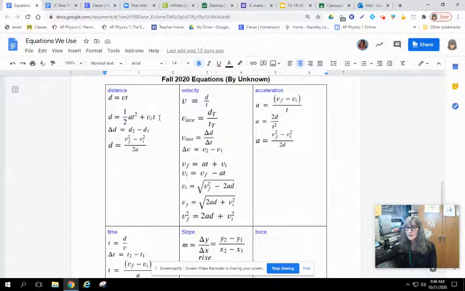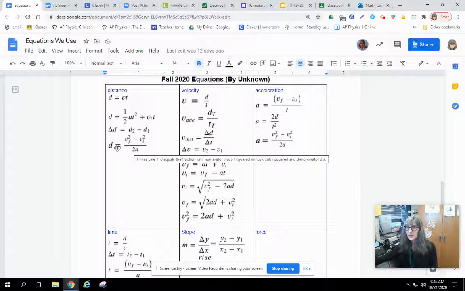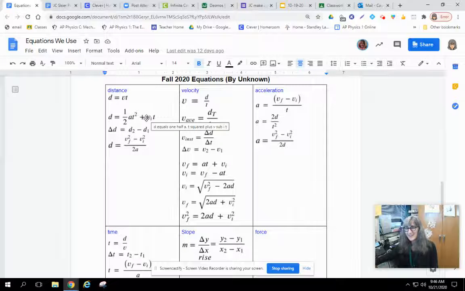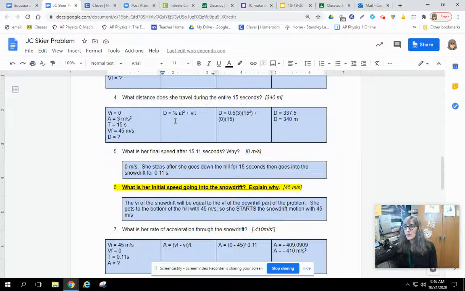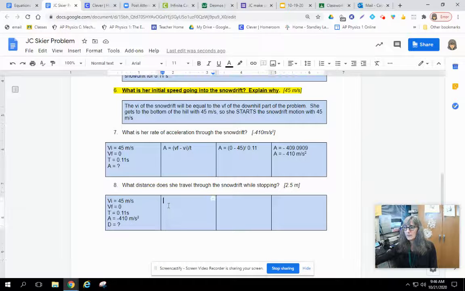D equals 1/2 AT squared plus VIT. We have all those things, so that would be totally cool. We could absolutely use 1/2 AT squared plus VIT. And this other one actually works too, because we have V final, we have V initial, and we have A. So depends on which one you want to do. I am going to do this first one because then I can copy paste and I don't need to write a whole new equation. So since we used that equation up here, I'm going to copy it and paste it.